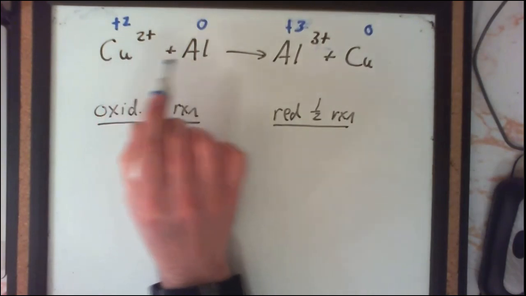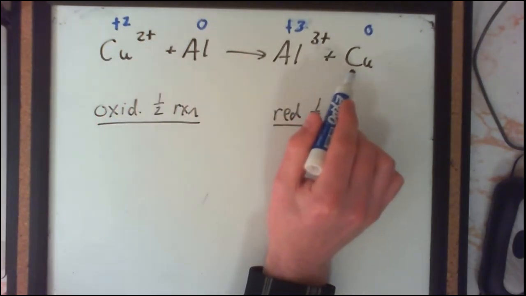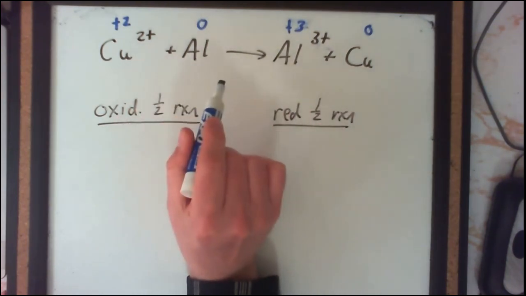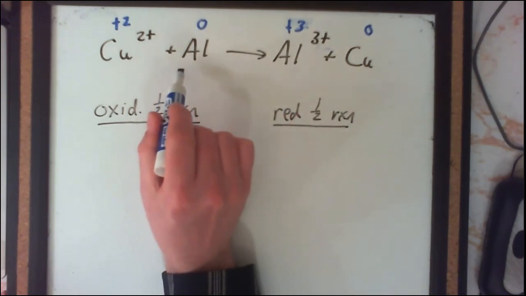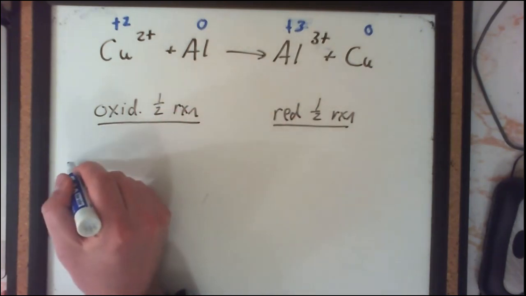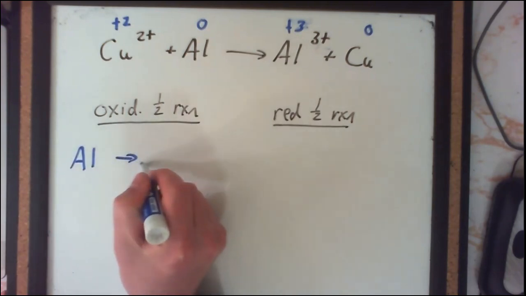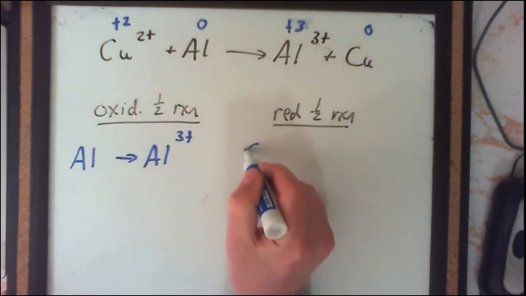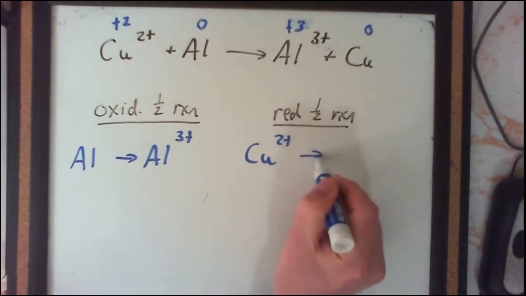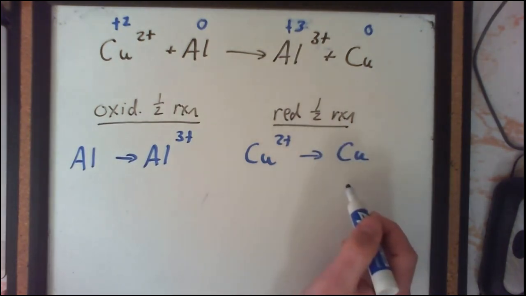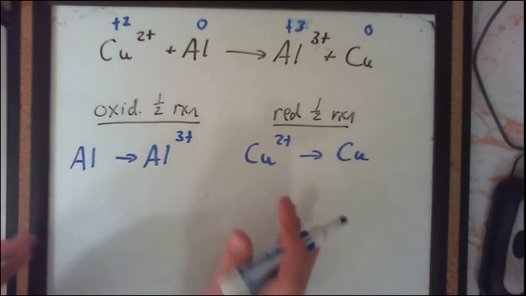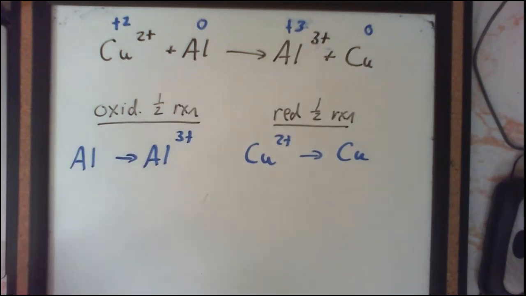So we see that copper is reduced from 2+ to 0, and aluminum is oxidized from 0 to 3+. So we break this overall reaction into its two half reactions. The oxidation half reaction just describes the process involving aluminum, and the reduction half reaction only involves the process involving copper. As we'll see in our half reaction method, once we've broken it down into two half reactions, we'll follow a systematic approach to balance these two half reactions before recombining them. So that's one example.